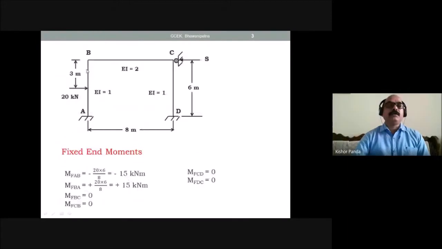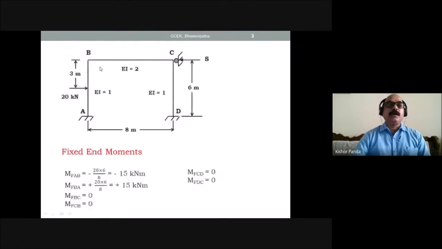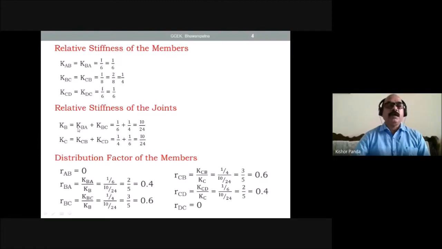Then find out the distribution factor RBA. RBA is equal to the relative stiffness of member BA divided by the relative stiffness of the corresponding joint, KBA by KB. KBA is 1/6 and KB is 10/24. So the ratio is 2/5, which is equal to 0.4. Similarly, find out the distribution factor RBC. RBC is equal to KBC divided by KB, where KBC is 1/4 and KB is 10/24. So here the ratio comes to 0.6.